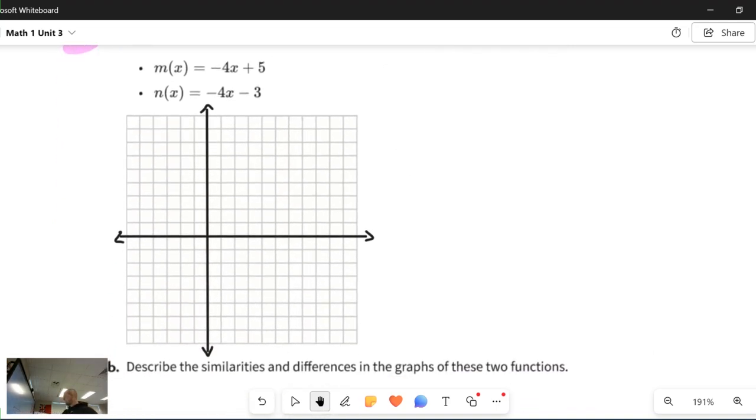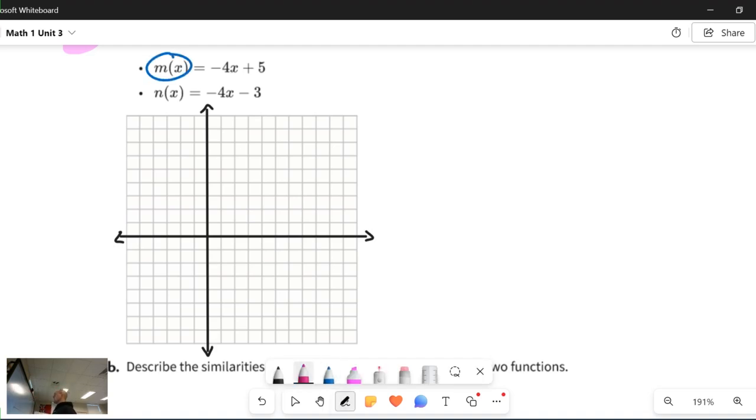We have m of x and n of x, and we're going to use the same colors here. We're going to say that m of x is blue and n of x is pink. So we go graph our blue. It's negative 4x plus 5. We're going to plot 0, 5, 1, 2, 3, 4, 5 as our y-intercept. We're going to say down 4 over 1 as our slope. Down 1, 2, 3, 4, over there. 1, 2, 3, 4, over there. Then we can connect them through to get something ballpark like that.